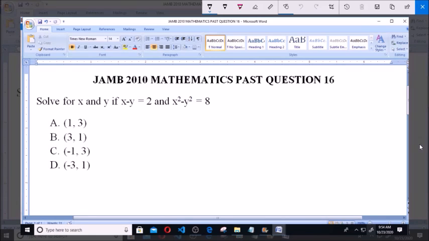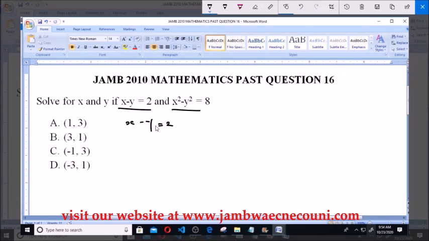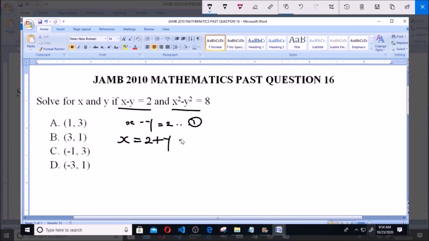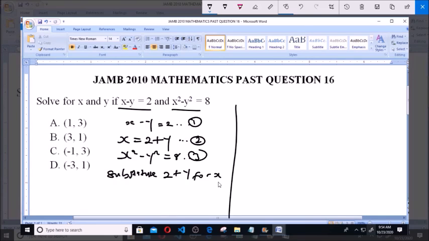Now these are two equations given to us, and we can solve this simultaneously. So the first one says x minus y is equals to 2. So from here we can establish that x is equals to 2 plus y. Let's call this one equation 1 and call this equation 2. Now we also have that x squared minus y squared is equals to 8. Let's call it equation 3. Now let's substitute 2 plus y for x in equation 3, so that wherever we see x we put 2 plus y.